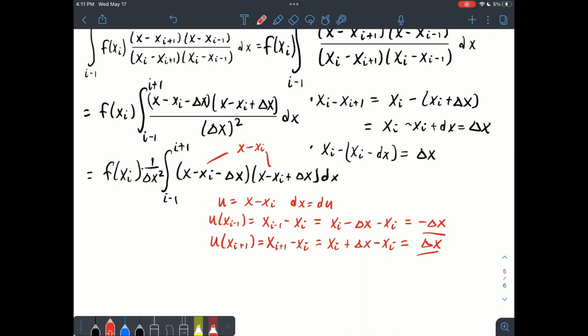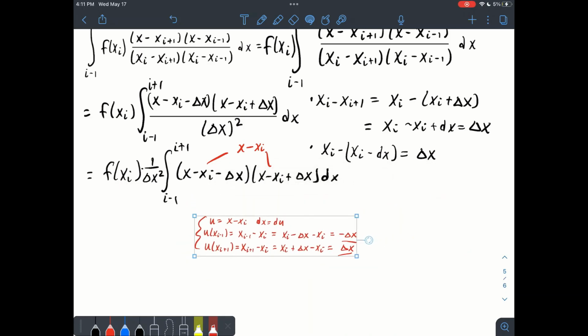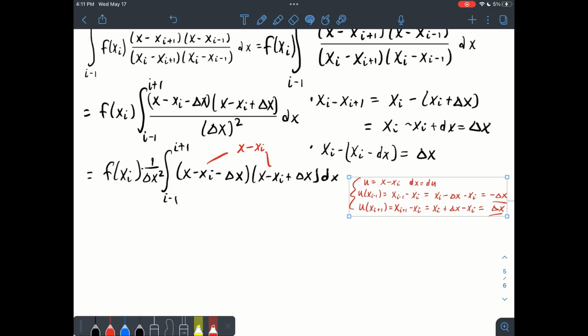Okay, there we go. I'm going to save this because we're going to use these for all of the integrals. Once we do this once, it's going to be a lot easier to do again. So I'm going to put this over here. Okay, so let's rewrite.